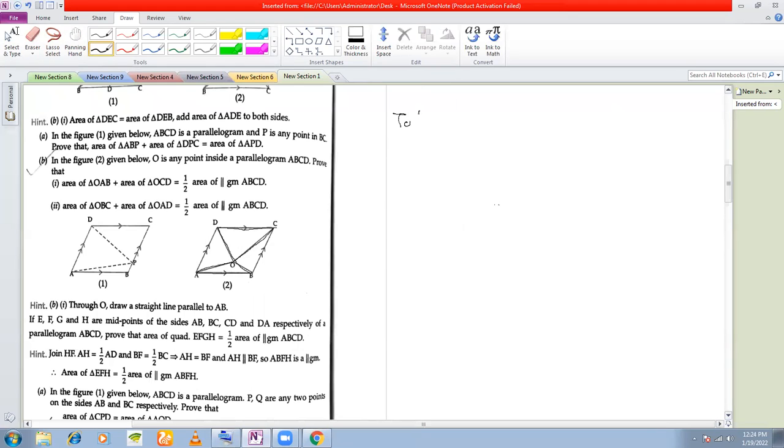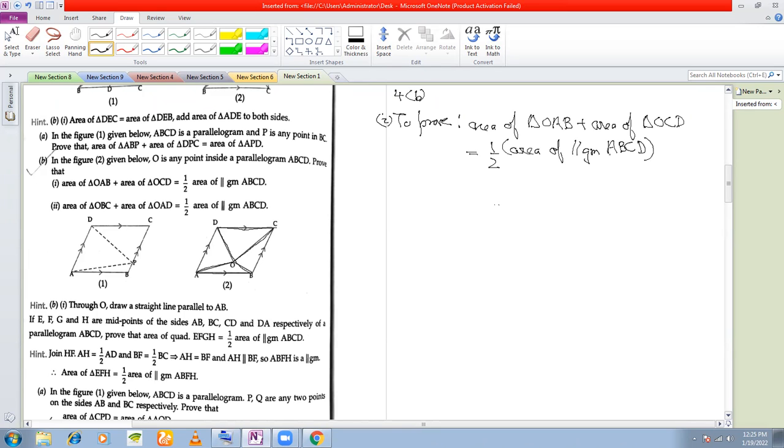To prove, this is question number 4B, and this is 1. To prove area of triangle OAB plus area of triangle OCD is equal to half area of parallelogram ABCD. This is what you need to show. Okay, so let's see how to begin. There's a small construction that you need to do.